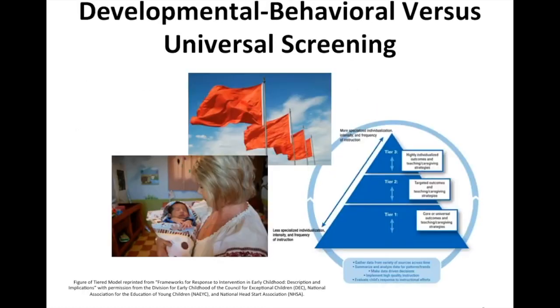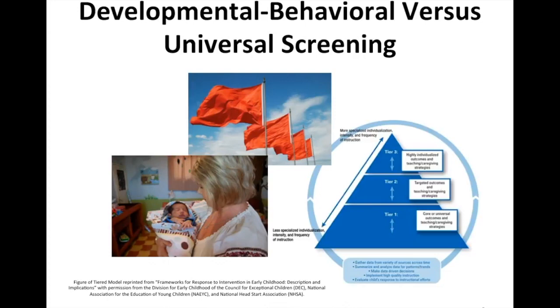So let's first talk about developmental and behavioral screening. This is probably one of the biggest places people are confused. And I encourage you to read the joint paper by the Division for Early Childhood, the National Association for the Education of Young Children, and the National Head Start Association.